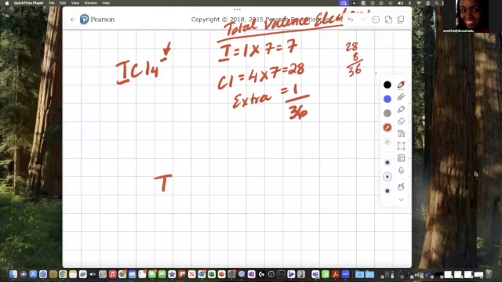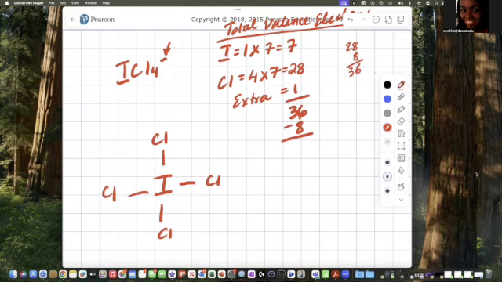Our central atom is I, surrounded by 4 Cl. From here, I'm going to draw 4 bonds, each using up 2 electrons, so we're subtracting 8 electrons, so we are left with 28, right? Each chlorine gets 6 lone-pair electrons: 1, 2, 3, 4, 5, 6. 6 times 4 is 24. We're left with 4. 1, 2, 3, 4. Minus 4, we're left with 0.